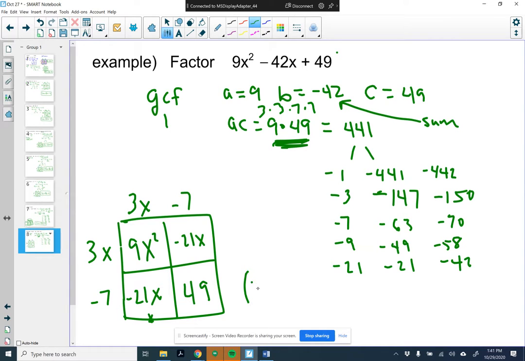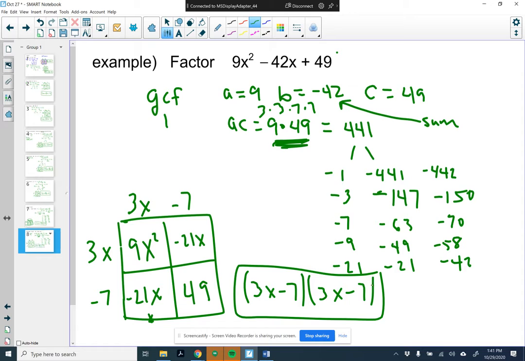Look at what we have. We have the same factor twice. Oh, preview of what's to come. 3x minus 7 times 3x minus 7. That's my answer. Again, I don't like my parentheses. 3x minus 7 times 3x minus 7, but we also need to recognize that that could be written as 3x minus 7 squared. And that is the last example we're doing.